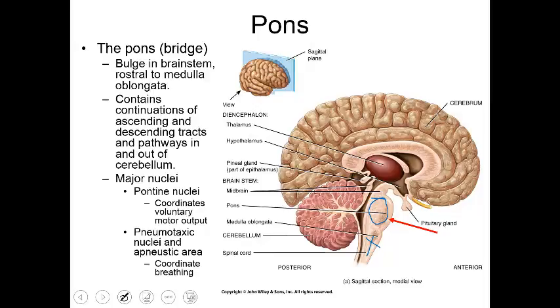You also have 2 nuclei in this region that coordinate breathing. So the pons is the bulge or the bump in the brainstem. Its major function is continuation of the ascending and descending tracts, and it has nuclei which are commonly referred to as the pontine nuclei. One of those is for control of motor output. The second one is for the coordination of breath.